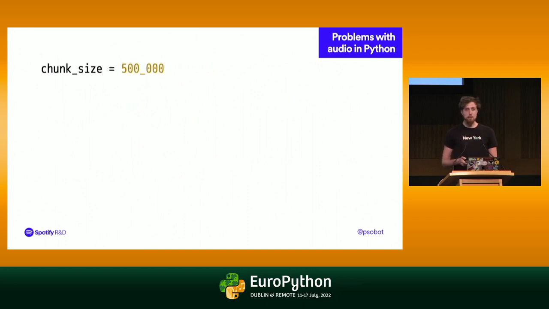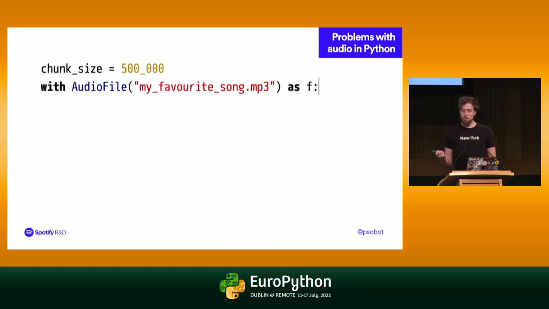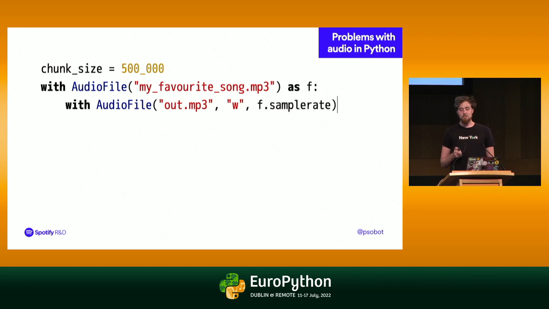And one way to do this is by chunking the audio and processing it in chunks instead. So let's try that here. Let's set a chunk size of 500,000. Let's open up our input audio file, and let's open up our output audio file as well. So we're kind of nesting these context managers, really just so they'll fit on the screen. I know you can put them all on one line.